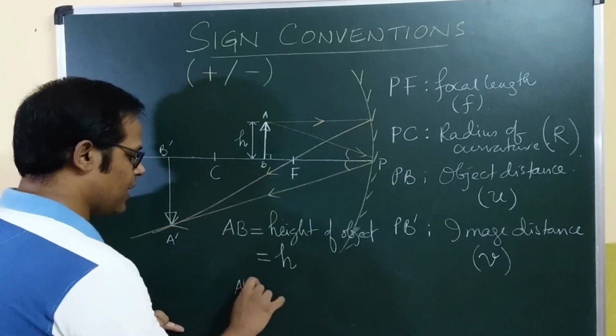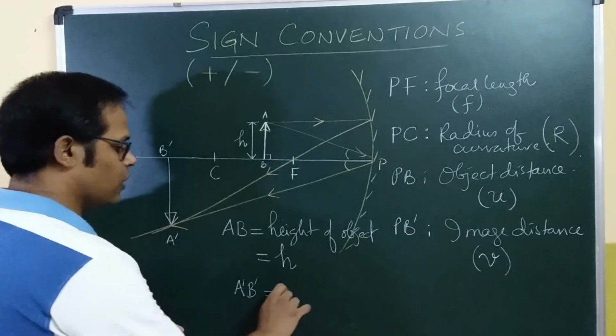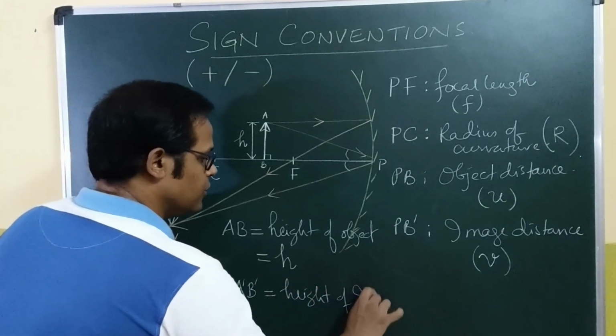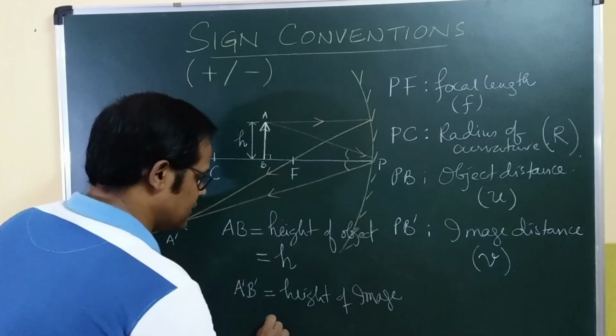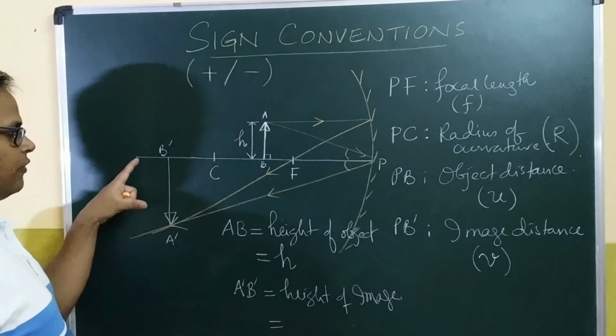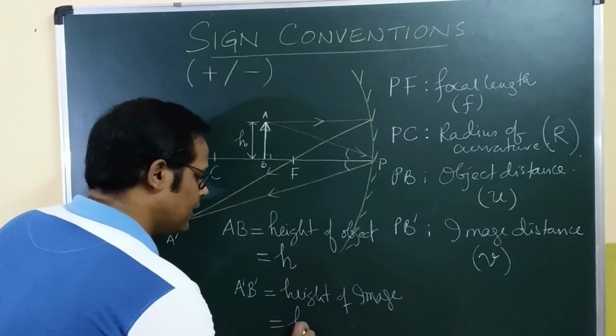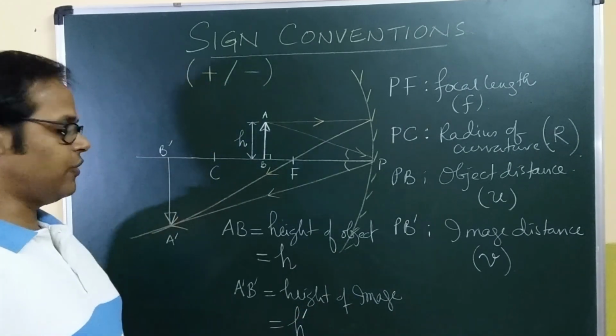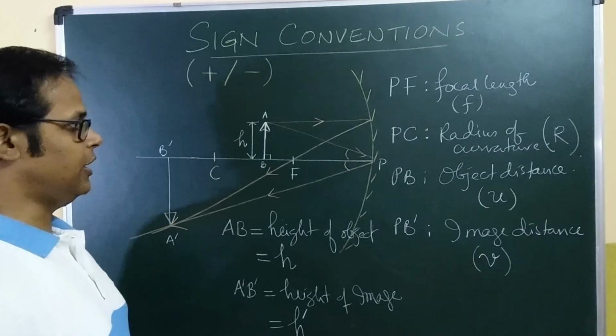So there is no surprise, you have already guessed it. We will call it the height of the image. So these are the total 6 distances which we need to really take care of. This is denoted by H prime. Okay, we will put an H dash. That will be called the height of the image.